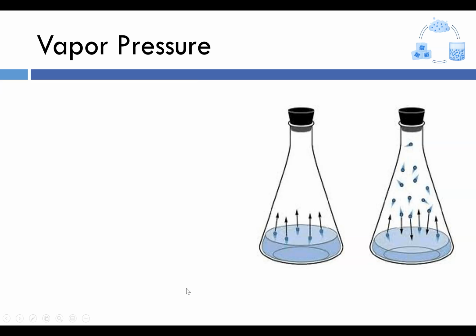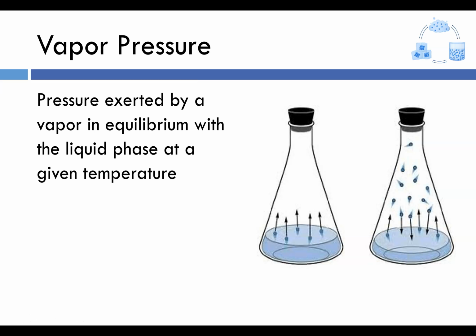We'll start off by talking about vapor pressure. Vapor pressure is simply the pressure exerted by a vapor when it is in equilibrium with a liquid phase at a given temperature. So let's kind of break that down into what it means. In these 2 Erlenmeyer flasks, this is kind of a start and then at equilibrium.